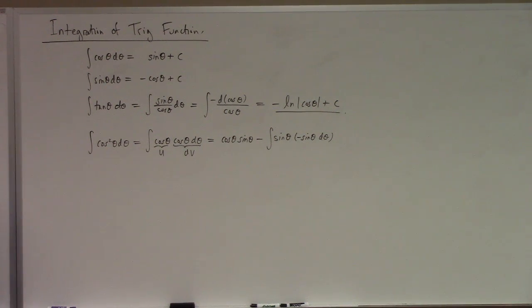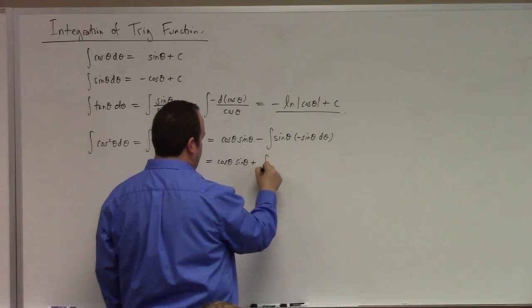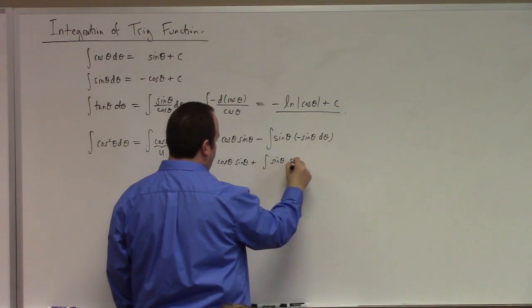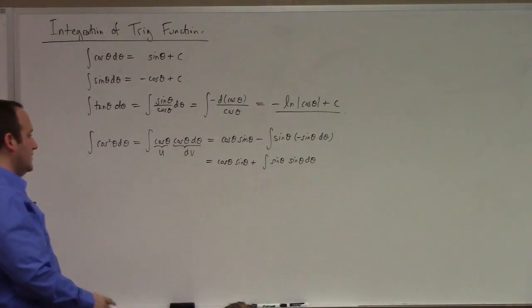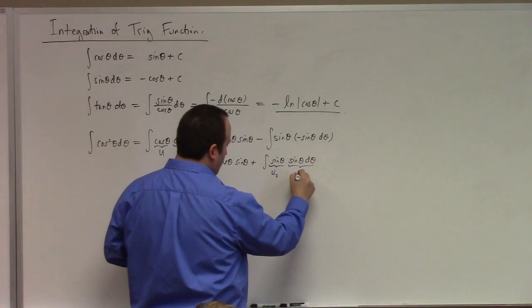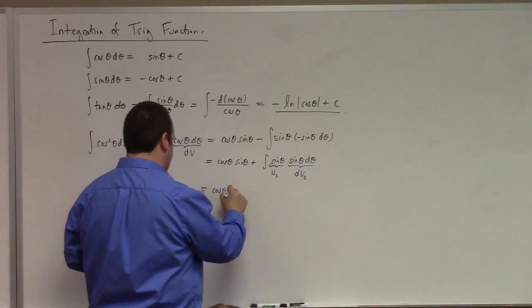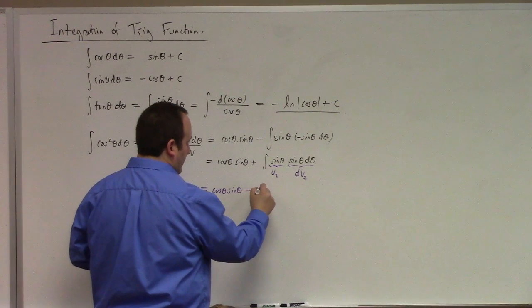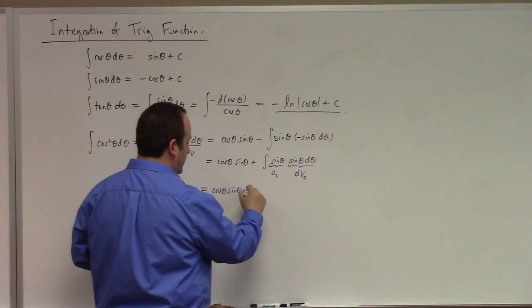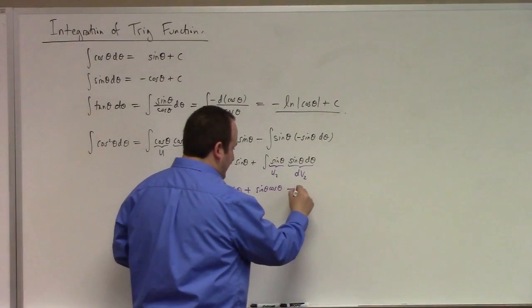Now at this point, you can either do integration by parts again and loop back, right? I'll do that. So we've got cosine theta sine theta, plus the integral of sine squared theta, right? Second time through, I'll let u equal the sine, say u2, and I'll let sine theta d theta be my dv2. So what's that give me? Minus, let's see here, integration of sine is minus cosine, so I end up with a plus sine theta cosine theta from the u2 v2, and then minus the integral.